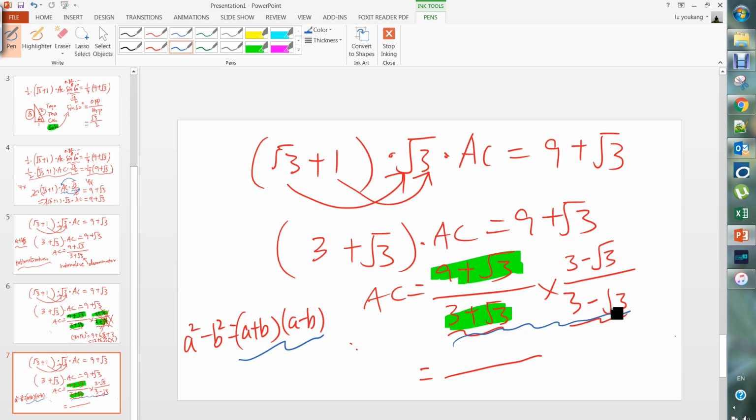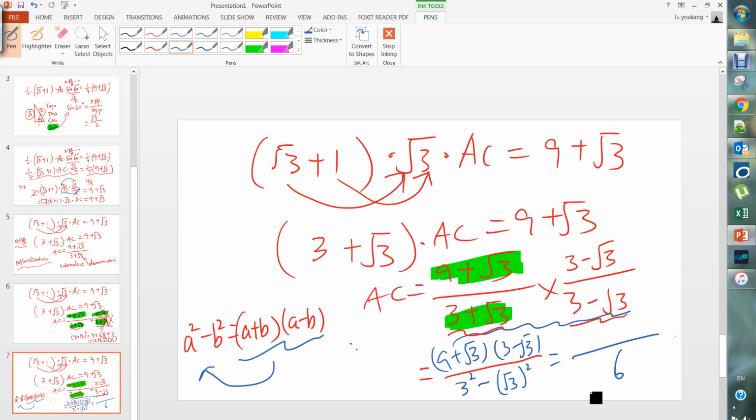Can you see? So you should get a square minus b square, so you should get 3 square minus square root 3 square, and this will give you what? On top, just copy it down first. So denominator, you get 3 squared is 9 minus 3, which is 6. Yeah, this is what you want.